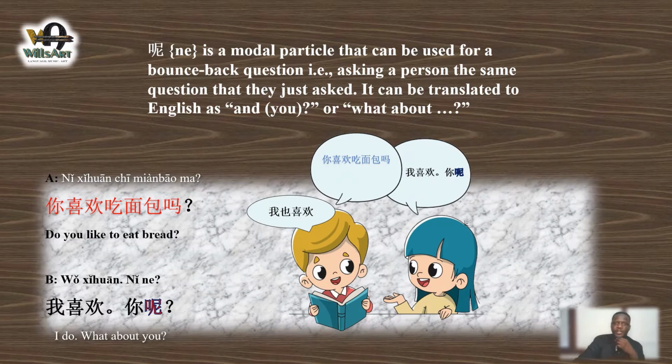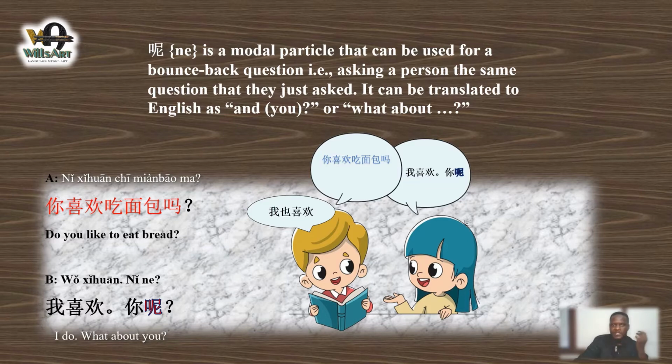As you can see here, na is a modal particle that can be used for a bounce back question. For instance, asking a person the same question that they just asked. It can be translated to English as, and you, or what about you, or any kind of object you're looking after it. So let's look at a conversation.